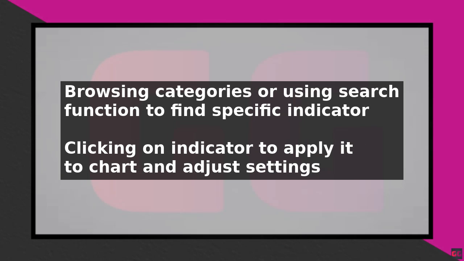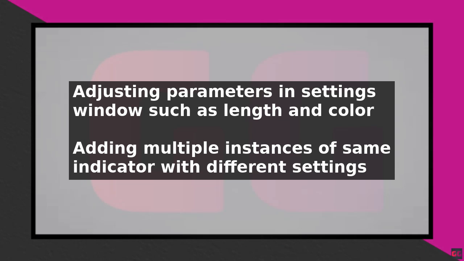Once you have found the indicator you want to add, click on it and it will be applied to your chart. You can then adjust the settings of the indicator by clicking on the gear icon next to its name. In the Settings window, you can adjust parameters such as the length of the indicator, the source of the data, and the color and appearance of the indicator on the chart. You can also add multiple instances of the same indicator with different settings to compare them side by side.